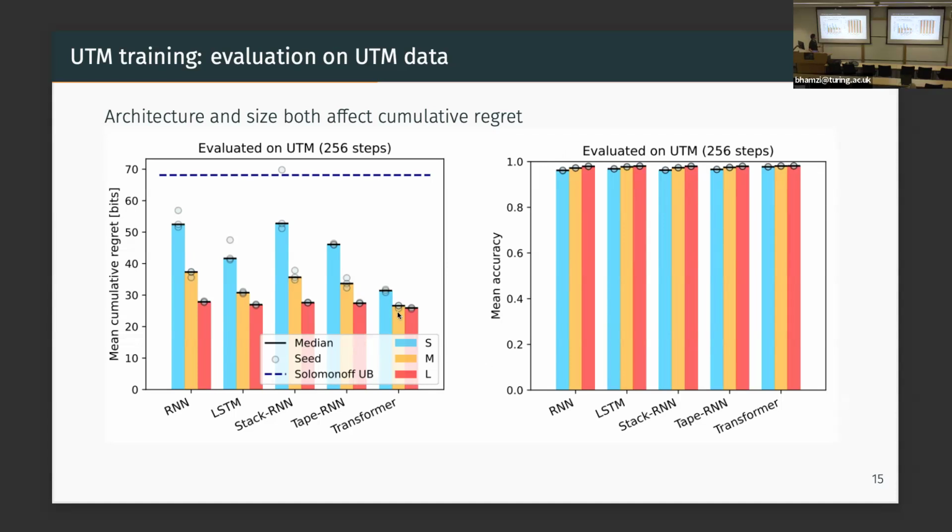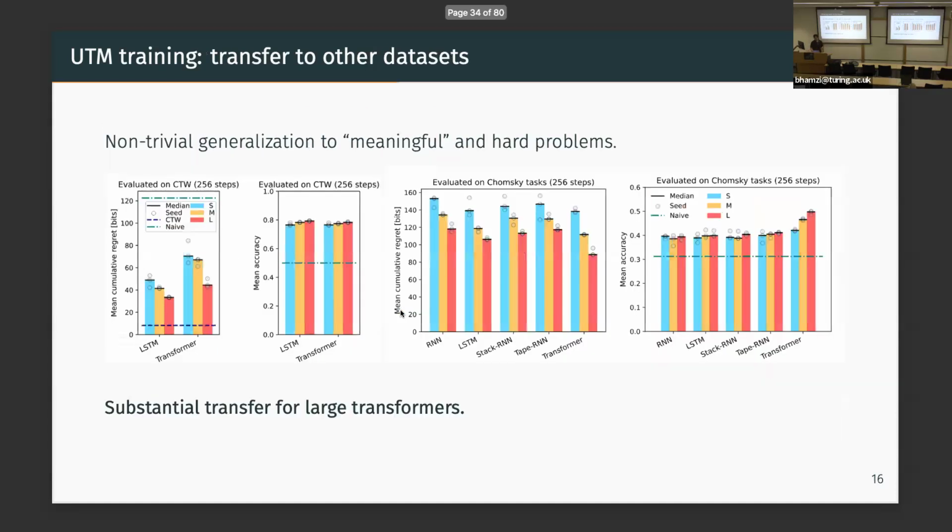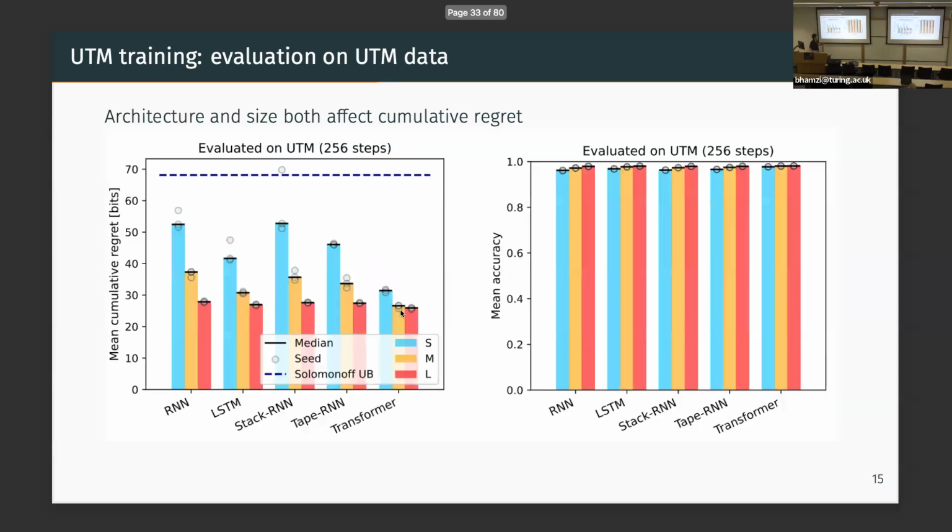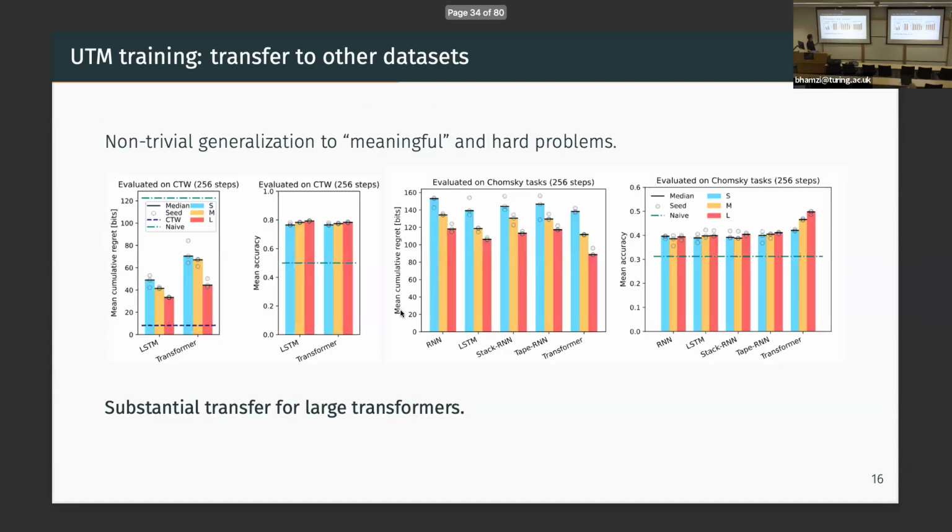And so here is the main result that we have. This is basically training on the Turing machine data and predicting on the same data set. But then there are other tasks. We want this to be universal, right? So we have to test it on other data sets. So this is a generalization test, essentially.